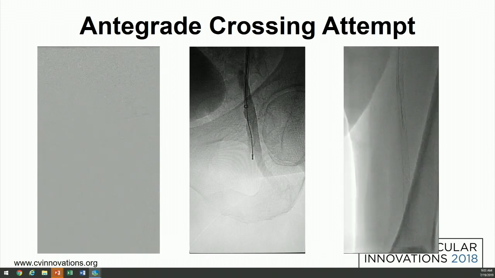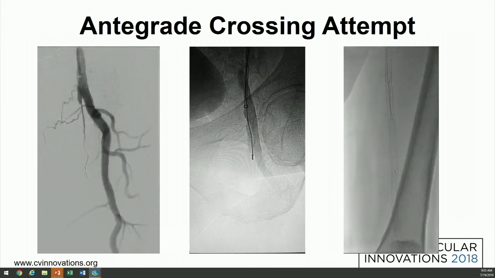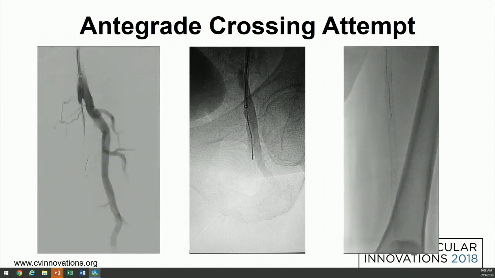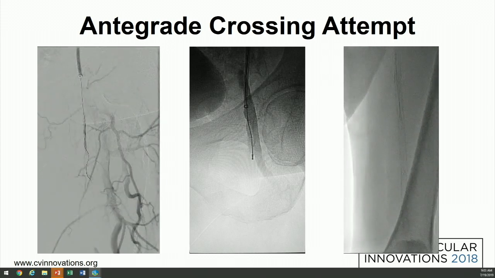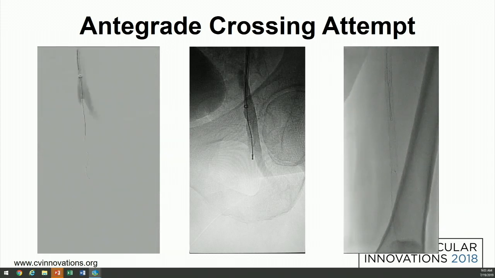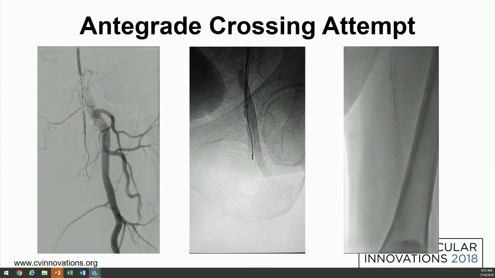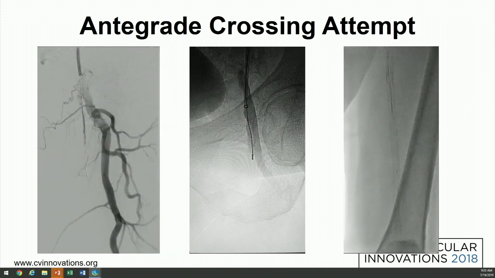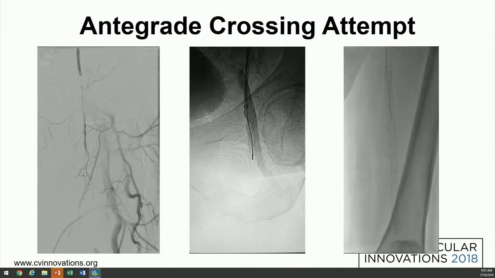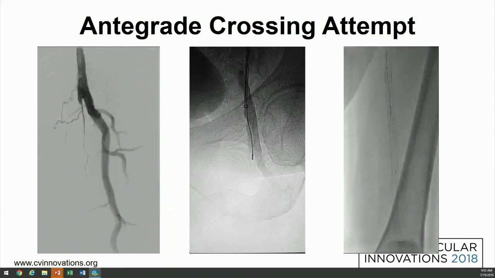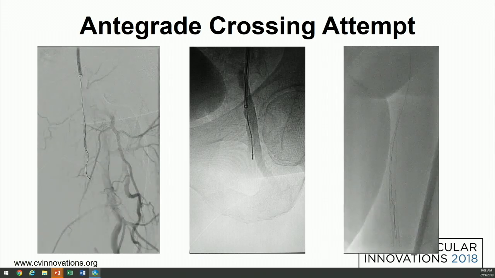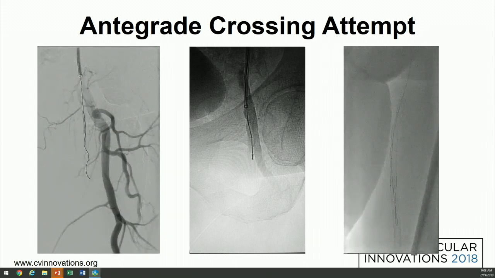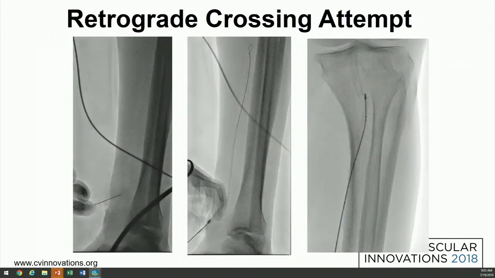However, we had limited success, and the wire kept going into the subintimal space. So we quickly escalated to an OCT-guided CTO crossing device, using Ocelot, and we managed to advance our equipment down to the mid SFA with wires. However, further advancement of wires was unsuccessful.